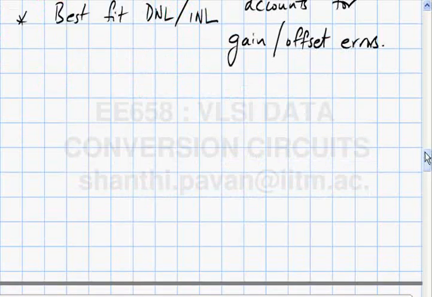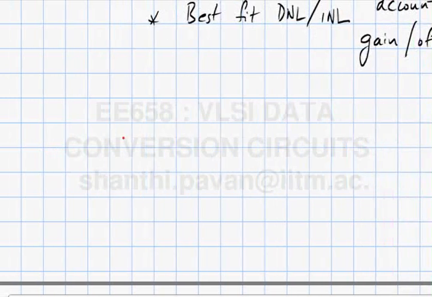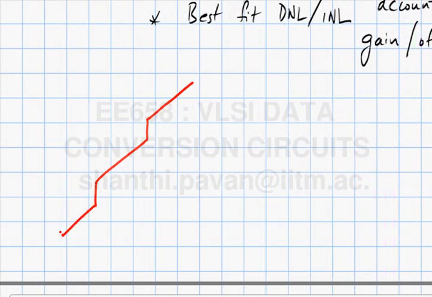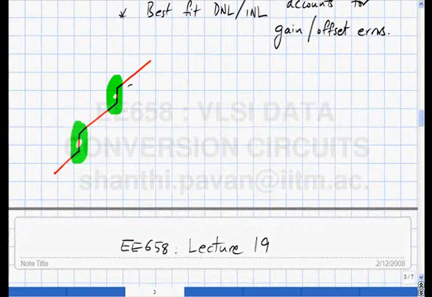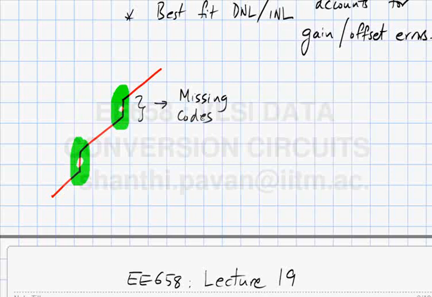Of course, there are also cases like this. These are example characteristics that you might see in practice. On the x-axis is the input and on the y-axis is the output code. Again, the steps are not discernible because I am looking at them from far off. What is discernible, however, is these big jumps in code, and as I said, these are what are called missing codes, and such behavior is obviously not acceptable in most situations.